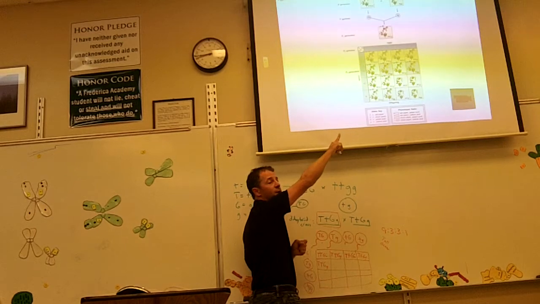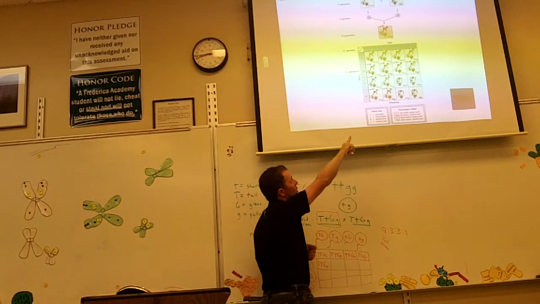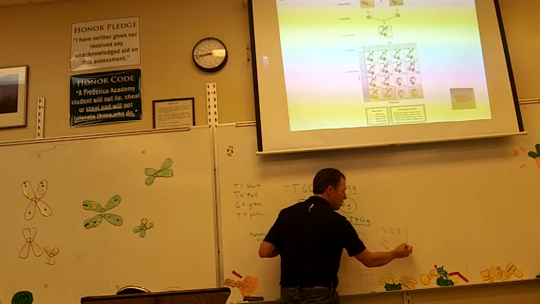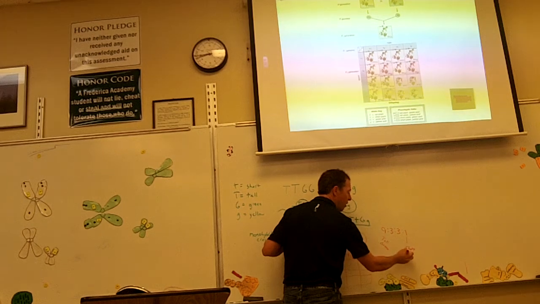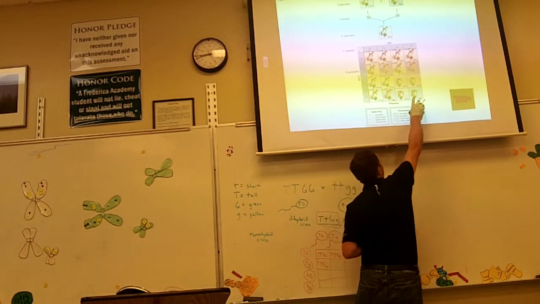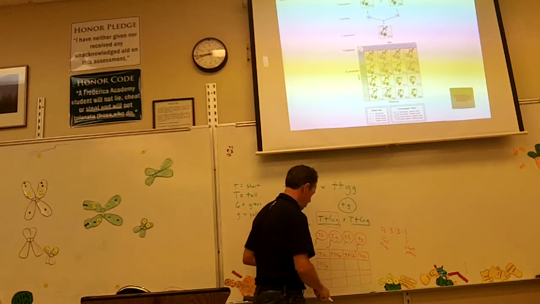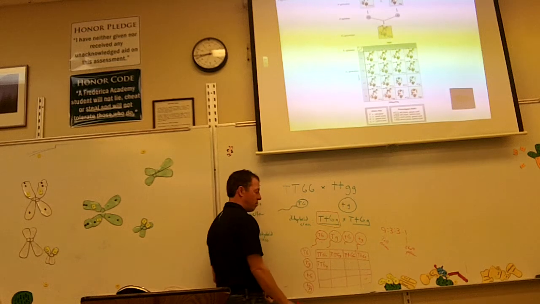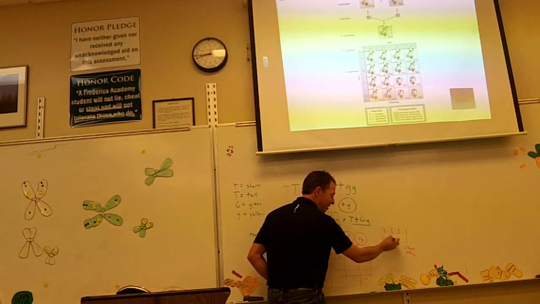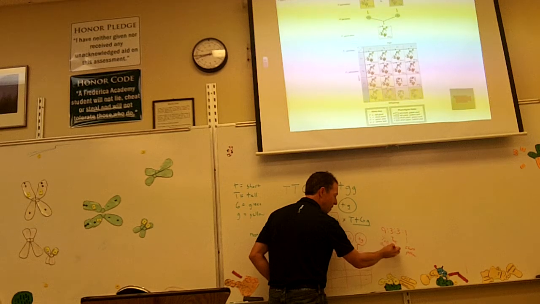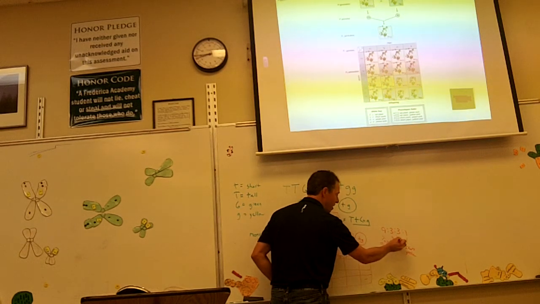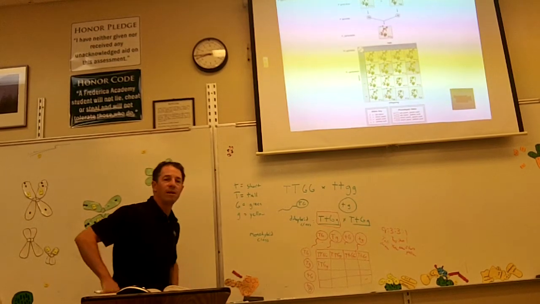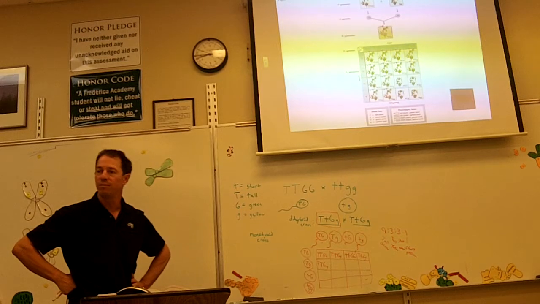You see the 9 tall greens up here? It's all the yellow boxes. You'll end up with 1 short yellow. That's this one in the corner, the little t, little g with little t, little g. That's the only short yellow right there. And you get 3 tall yellow and 3 short green. That's a 9 to 3 to 3 to 1 ratio.